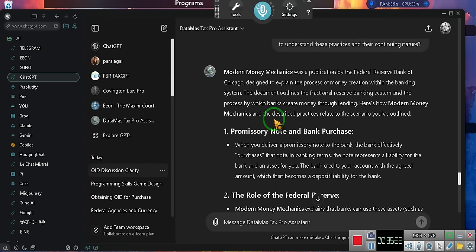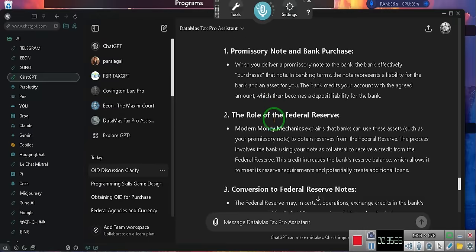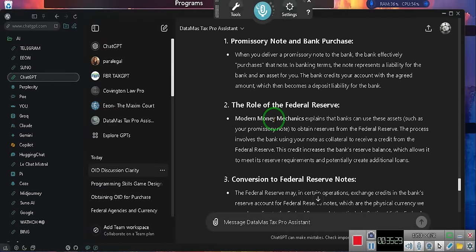Number 1, promissory note and bank purchase. When you deliver a promissory note, the bank effectively purchases that note. In banking terms, the note represents a liability for the bank and an asset for you. The bank credits your account with the agreed amount, which then becomes a deposit liability for the bank. Number 2, the role of the Federal Reserve.